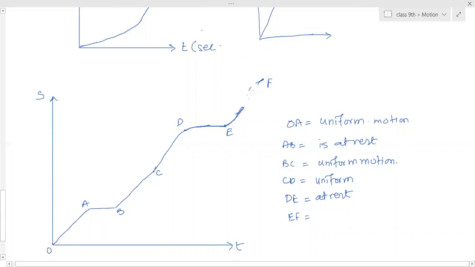It is non-uniform motion. Non-uniform, the curve. So this is non-uniform motion. Is that clear now? Yes, ma'am. How does the graph look?